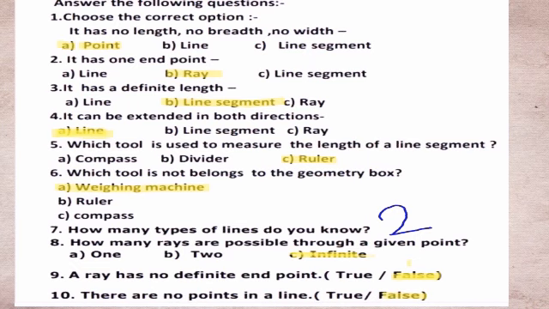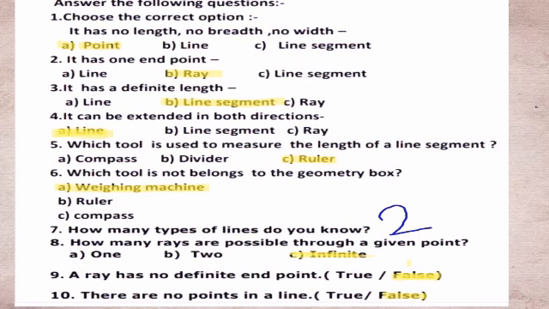Our next question is, it has a definite length. Option A, line, option B, line segment, and option C, ray. The answer is option B, line segment. A line segment means a part of a line, so it has a definite length.